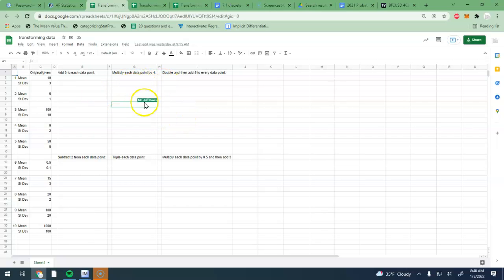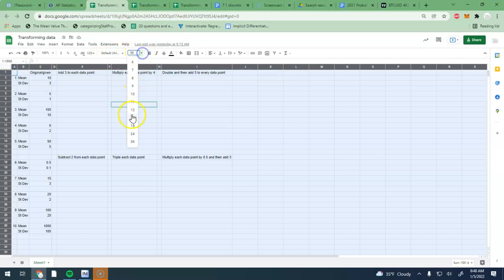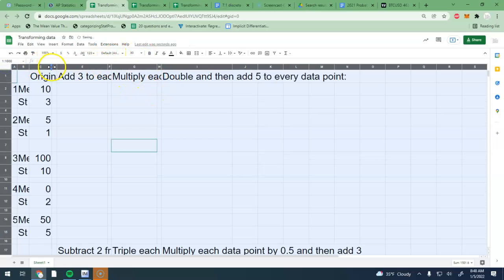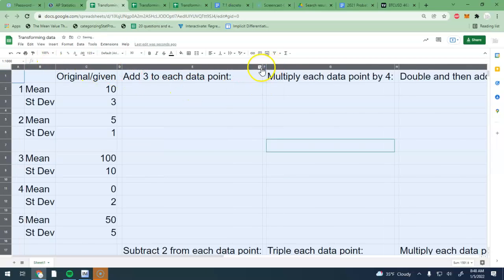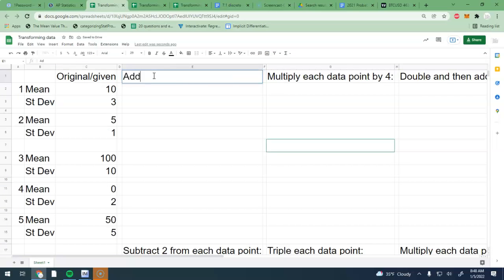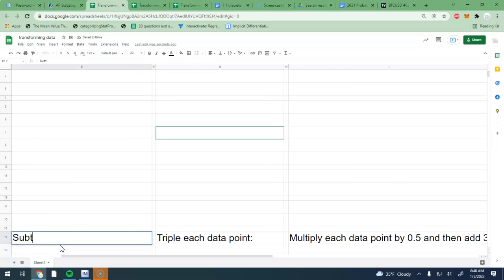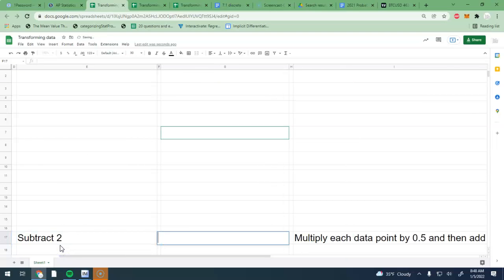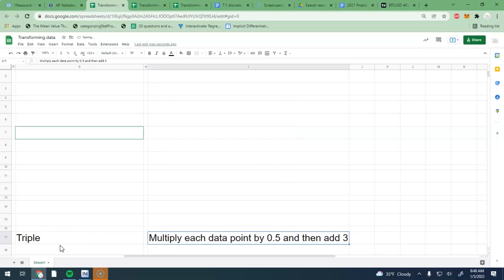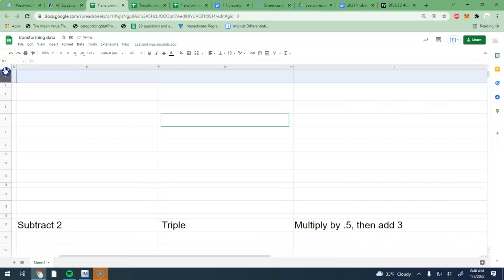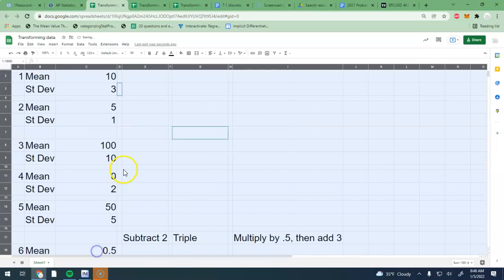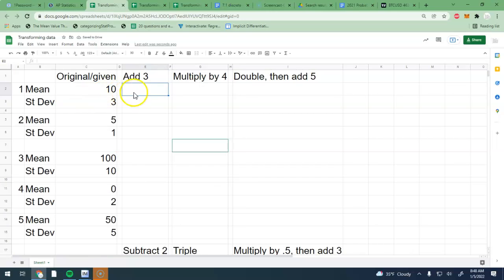So what I was going for was the original. Let me talk through this a little bit. Make it bigger so everybody can see it. I'm just cleaning this up so I can fit it all on one screen, and then I'll talk through it. Okay, so here's the original and given mean and standard deviation, 10 and 3.